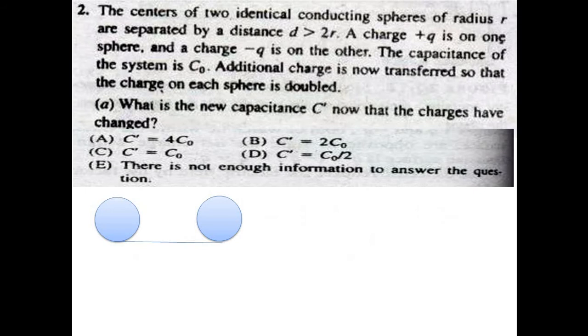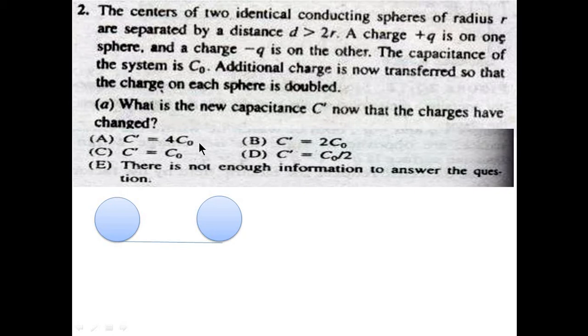Question number 2 is, the centers of two identical conducting spheres of radius r are separated by a distance that is greater than 2r, like double their radius. A charge plus q is on one sphere and a charge of minus q is on the other. The capacitance of the system is C0. Additional charge is now transferred so that the charge on each sphere is double. So what is the new capacitance now that the charges have changed?